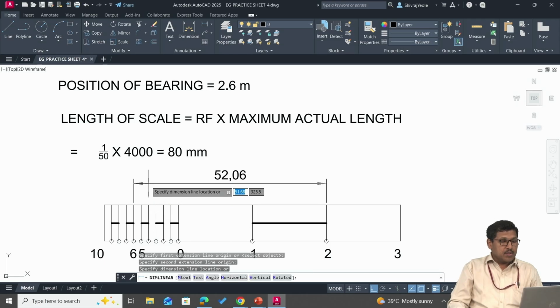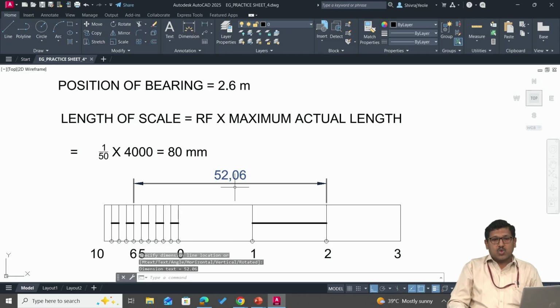Then show the dimension between these two lines. By default, the software will measure the realistic distance between these 2 points, because the length of the line is 80 mm. So it will try to measure the distance between these two lines as something within that 80. But this is not what we are supposed to show. What we need to show is that this line represents 4 meters dimension. So this distance should also represent the distance in meters. And that is nothing but 2.6 meters.